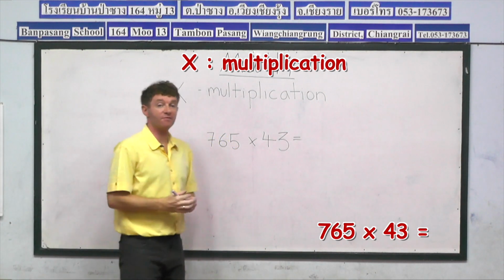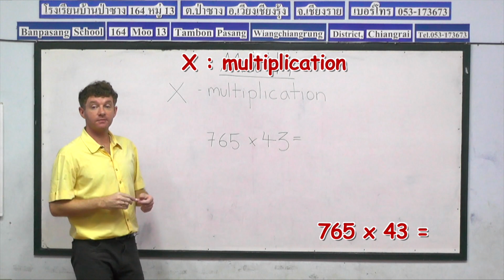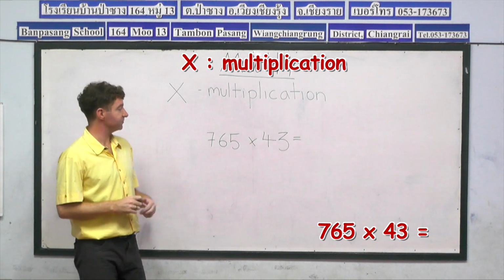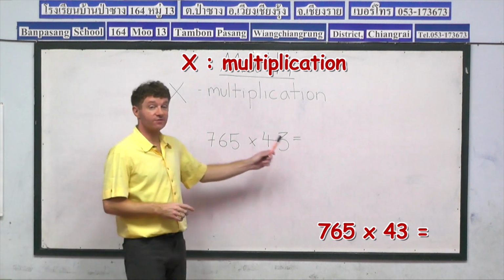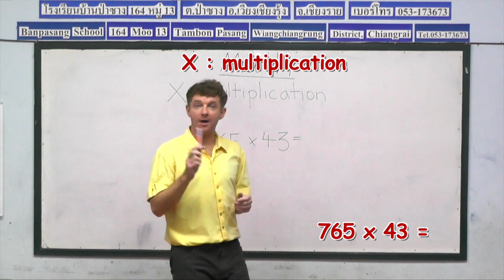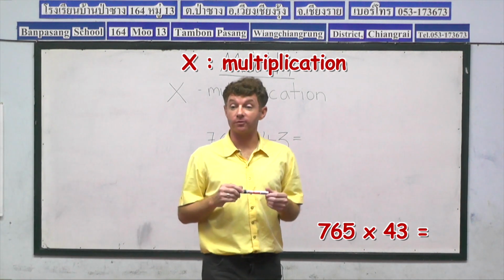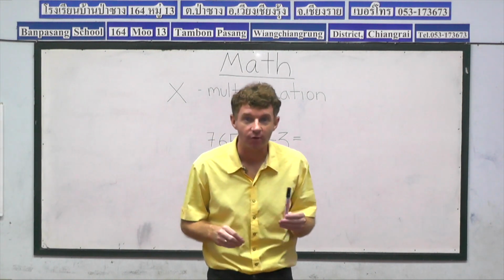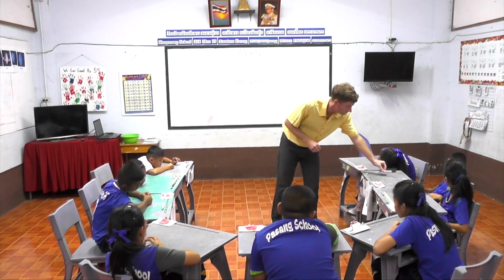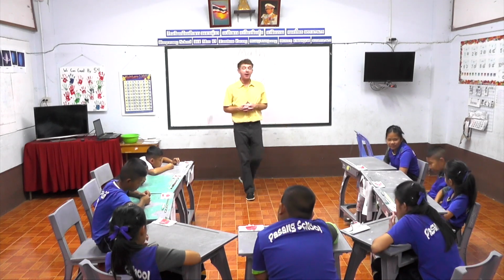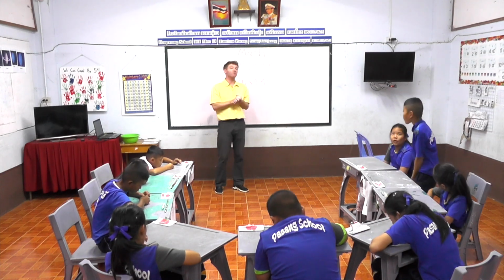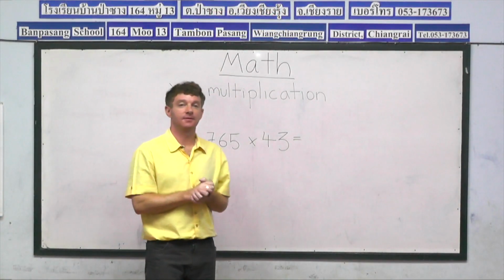So now we have 765 multiplied by 43. And now I'll choose another student to come forward and answer for me. And now the pen is with Bangpon. So Bangpon, come and join me at the front of class.